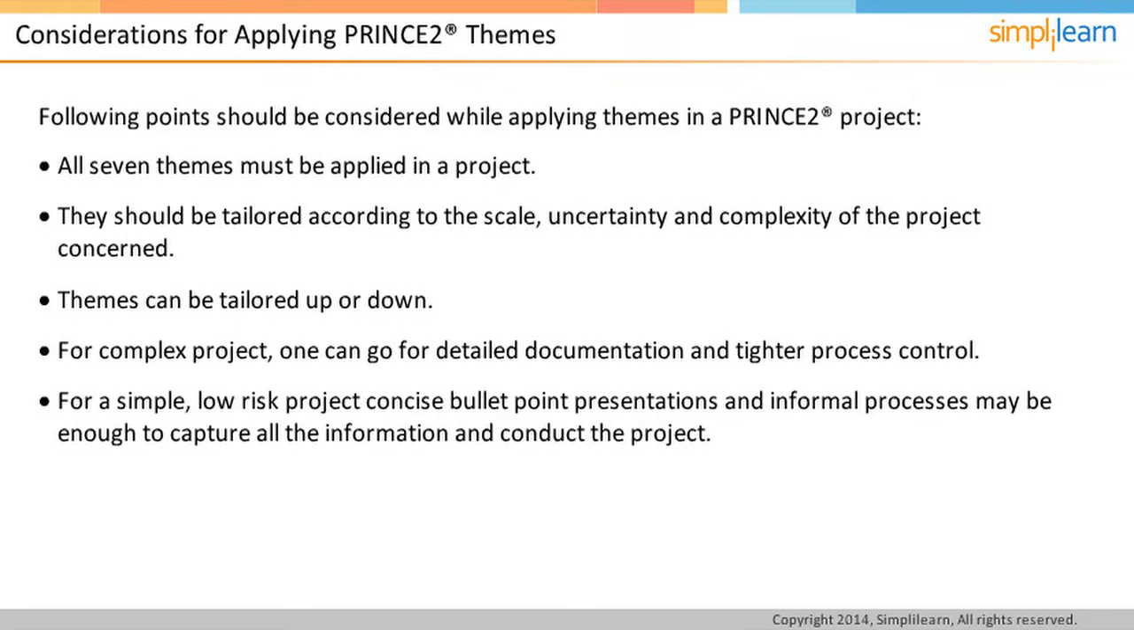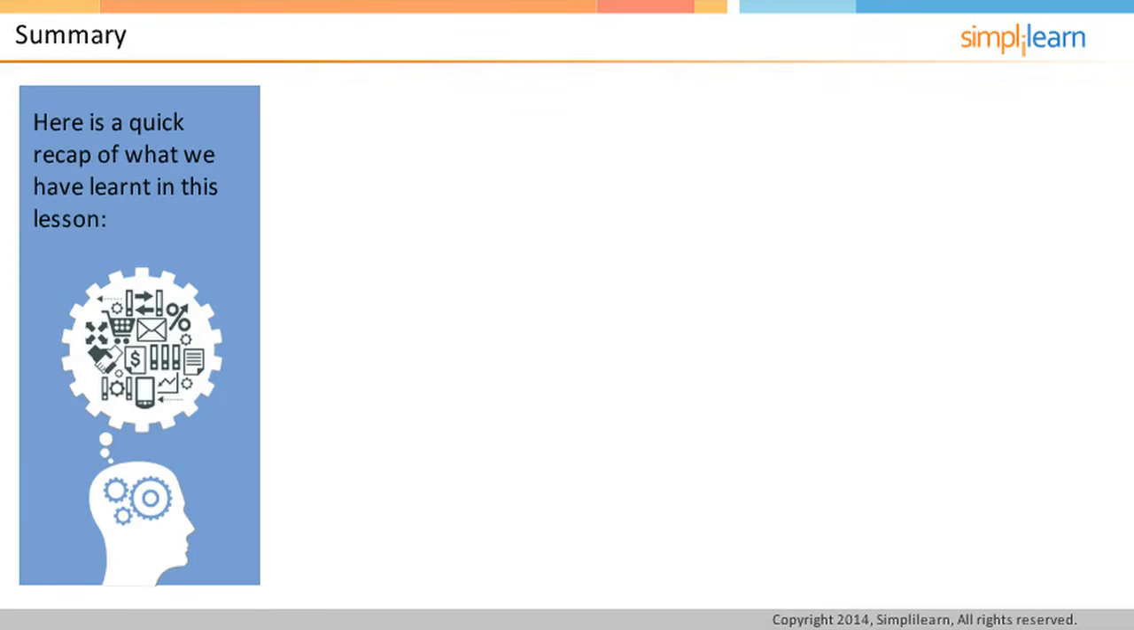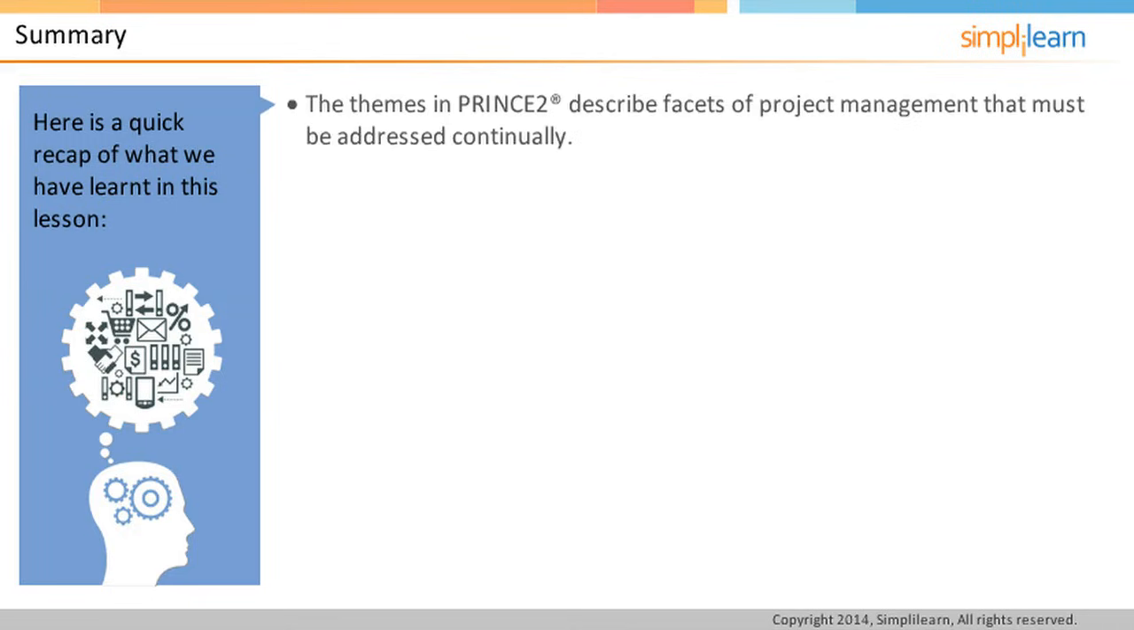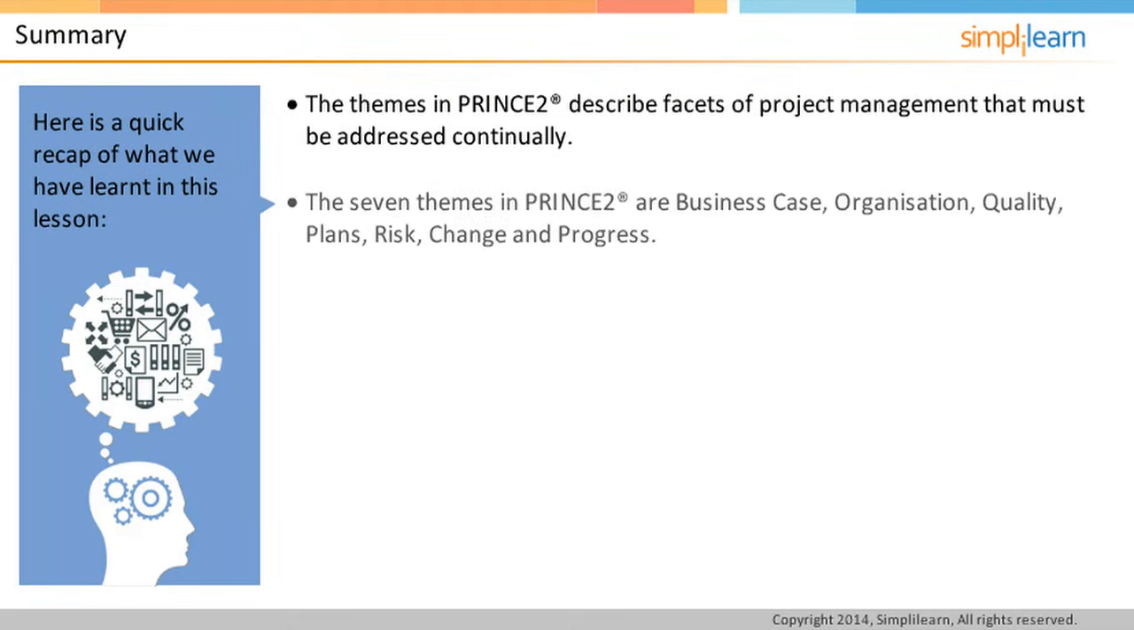Let us move on to the quiz questions to check your understanding of the concepts covered in this lesson. Here is a quick recap of what we have learned in this lesson. The themes in PRINCE2 describe facets of project management that must be addressed continually. The 7 themes in PRINCE2 are business case, organization, quality, plans, risk, change, and progress. All 7 themes must be applied in a project.